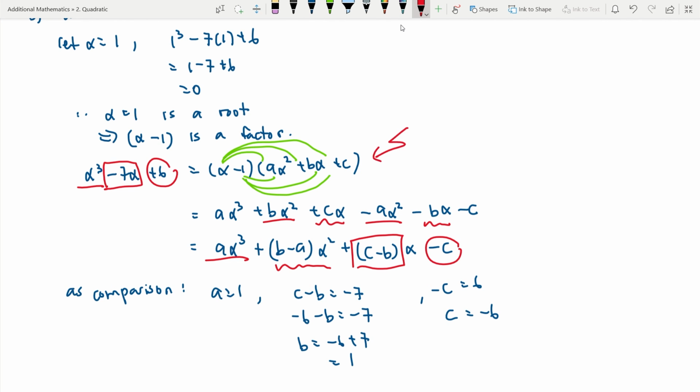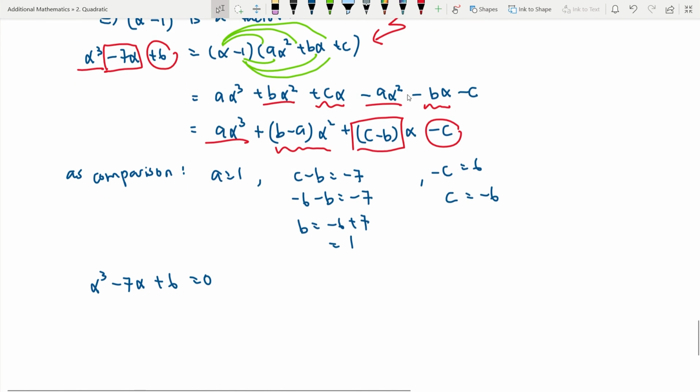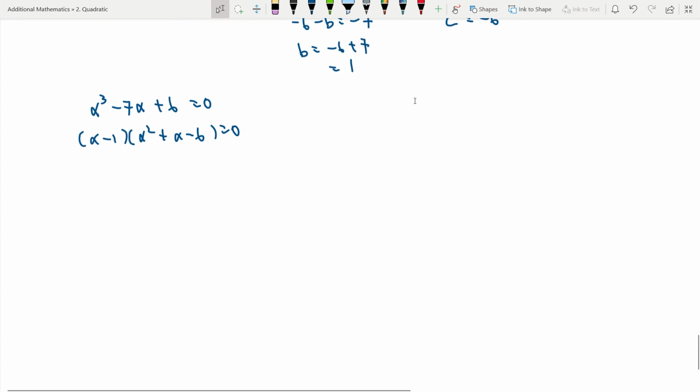Now, for this part, we can write it as alpha minus 1, alpha square plus alpha minus 6. Don't forget our purpose. We need to solve for the alpha. So alpha cube minus 7 alpha plus 6 is equal to 0. We rewrite it as alpha minus 1, alpha square plus alpha minus 6 equal to 0. Then we continue to factorize the bracket.